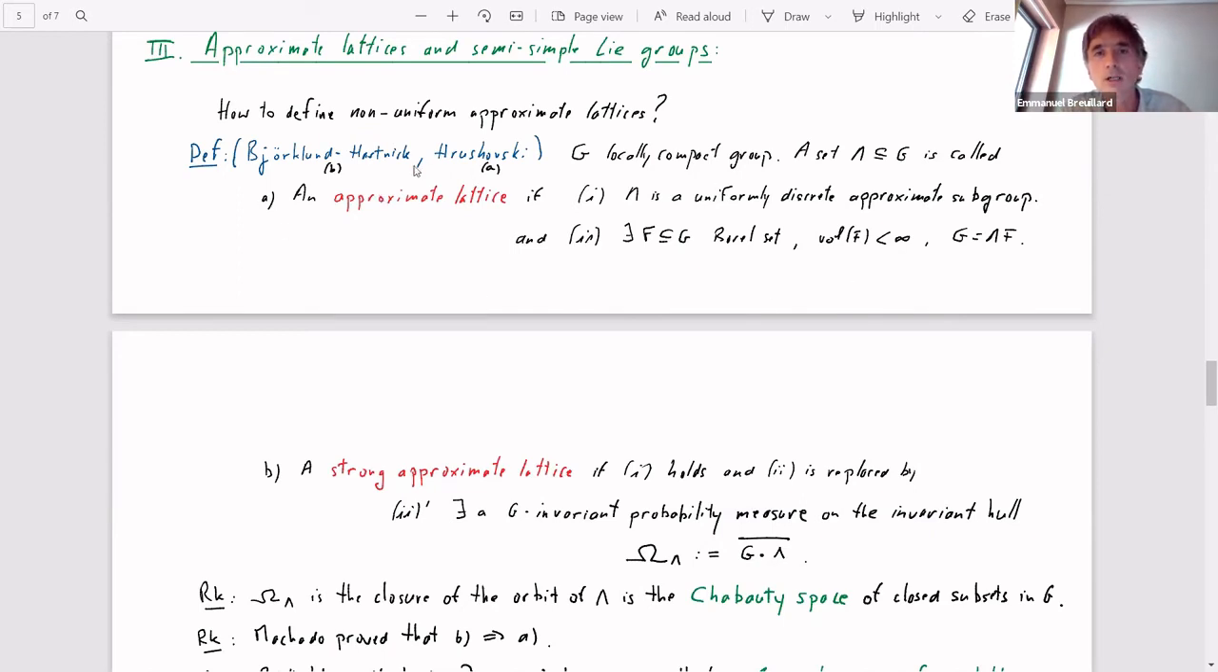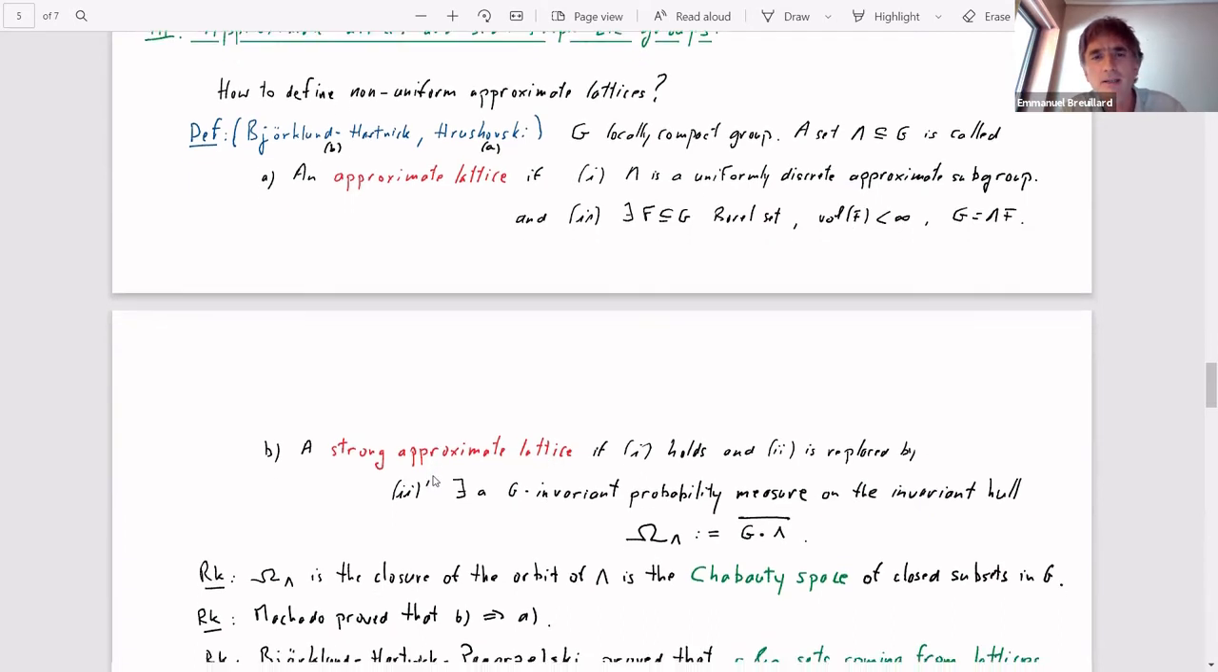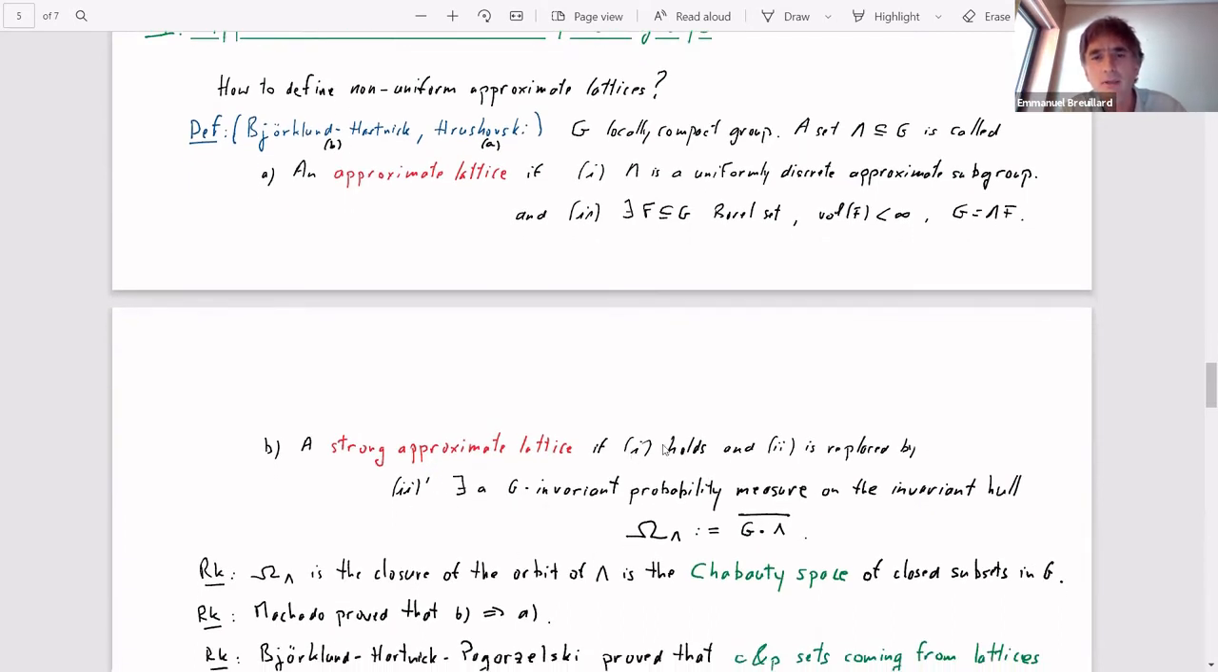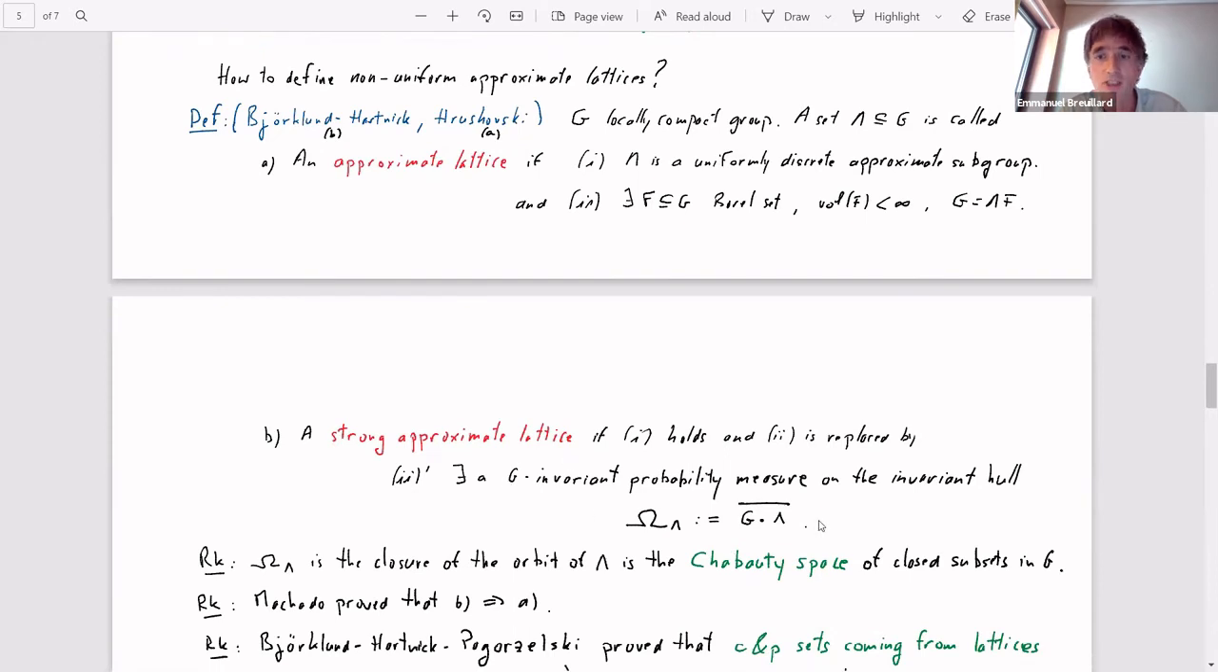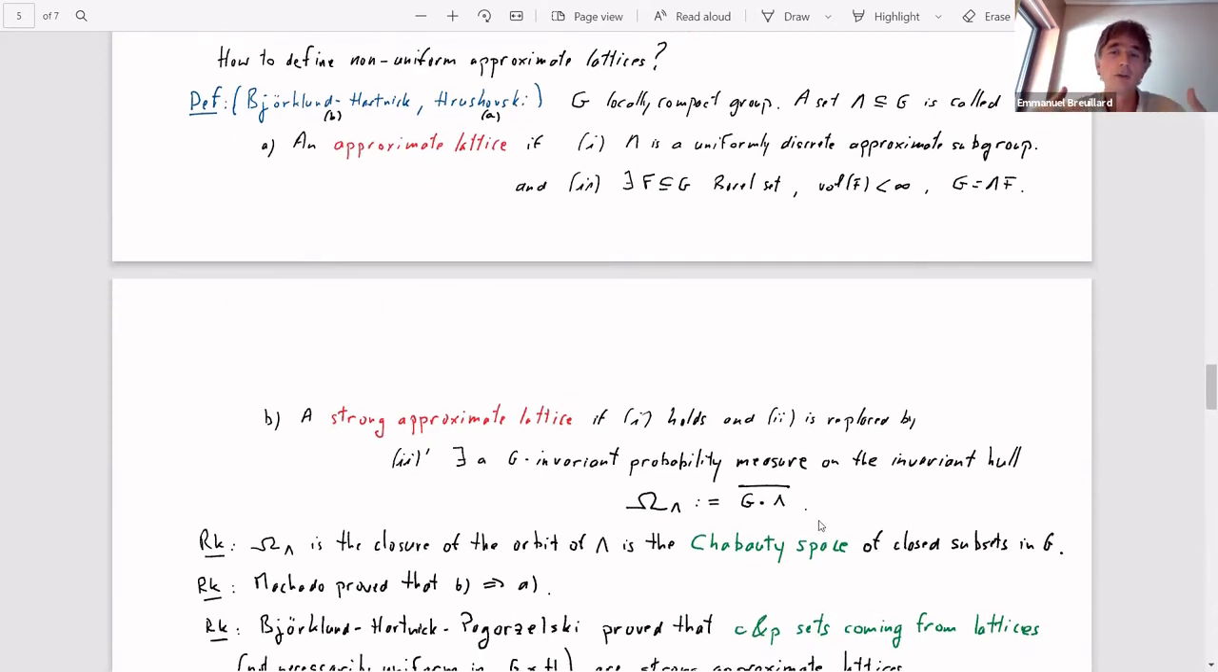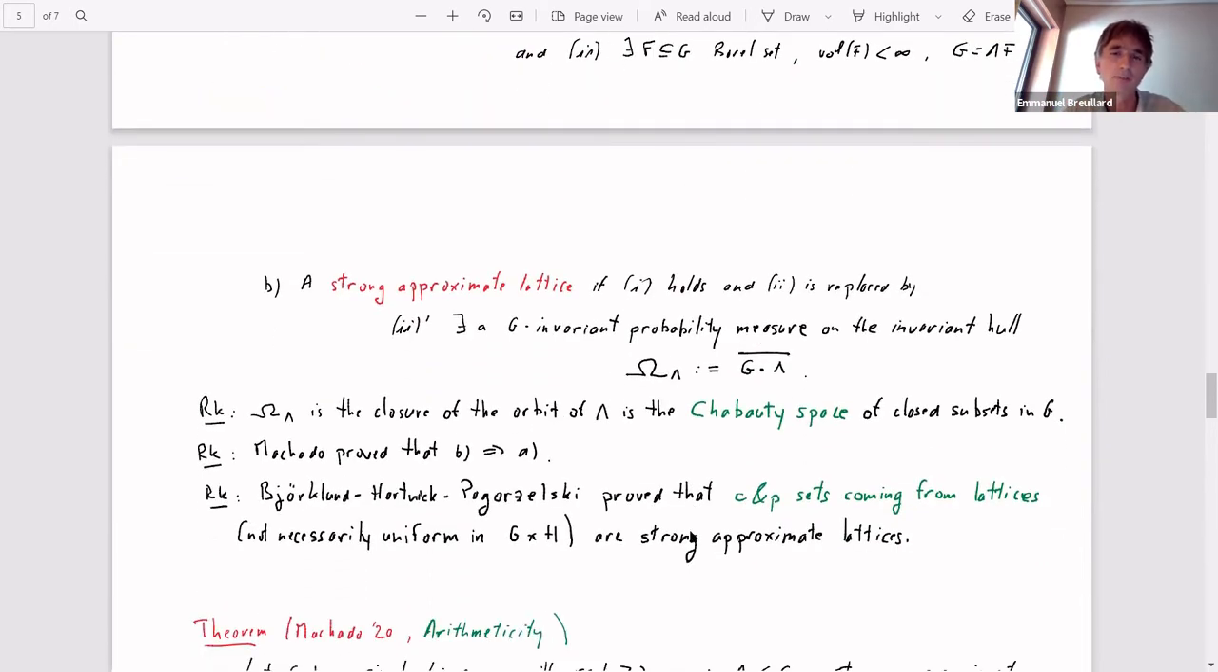There is a very natural one due to Hrushovski, which, instead of relatively dense, you assume that it's uniformly discrete, and that there is, so to speak, a Borel fundamental domain for lambda. So it is this condition 2 here. While Björklund and Hartnick had a different idea. They thought that maybe we should impose as a condition to be an approximate lattice that there exists a G-invariant measure on the invariant hull, which is the G orbit of lambda in the Chabauty space of closed subsets of G.